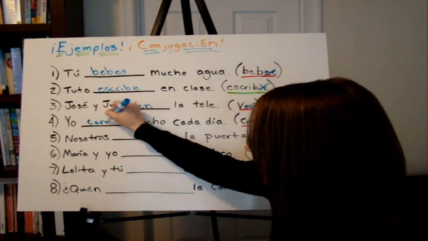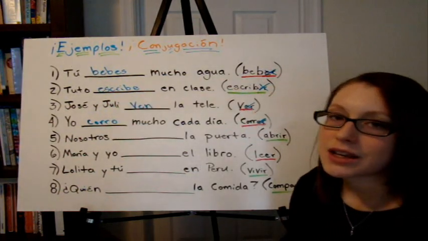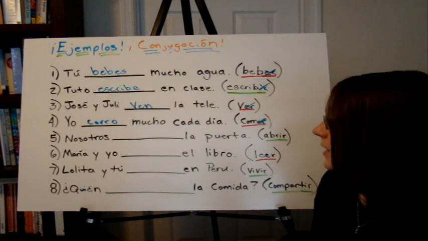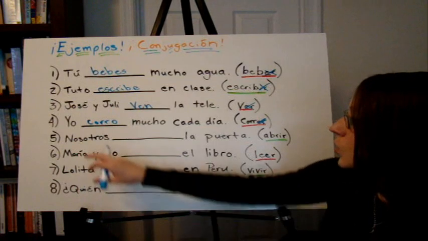And conjugate for the yo form, which is exactly the same as AR verbs. So just the O. Yo corro mucho cada día. I run a lot every day.